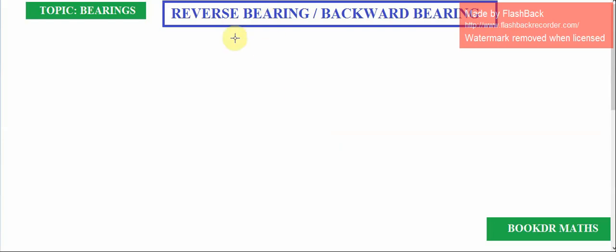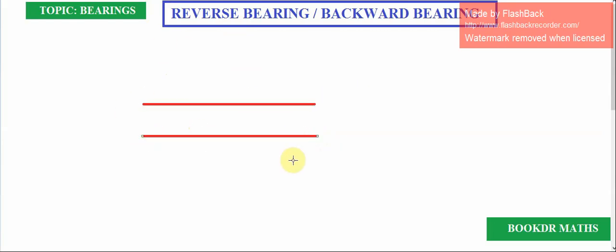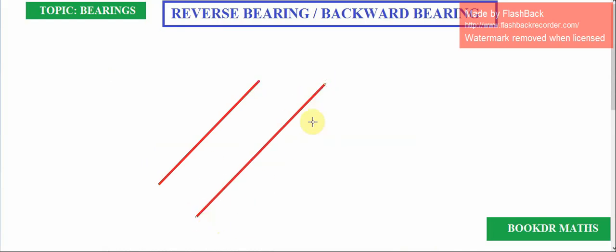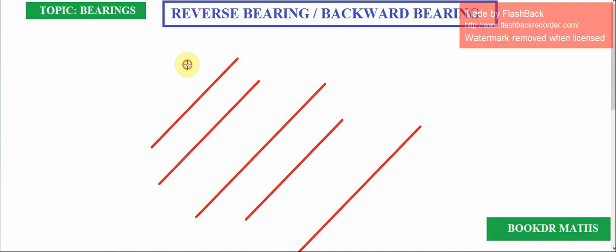You know parallel lines. Parallel lines are two or more straight lines that move in the same direction and do not meet. So, for example, these two lines are parallel. These two lines are parallel. You can also have something like this. All these lines are parallel to each other.